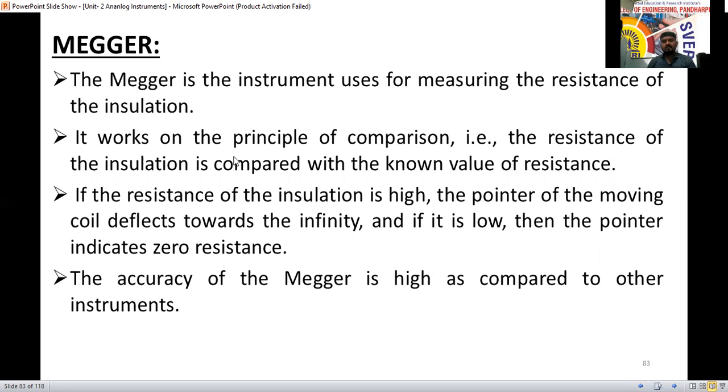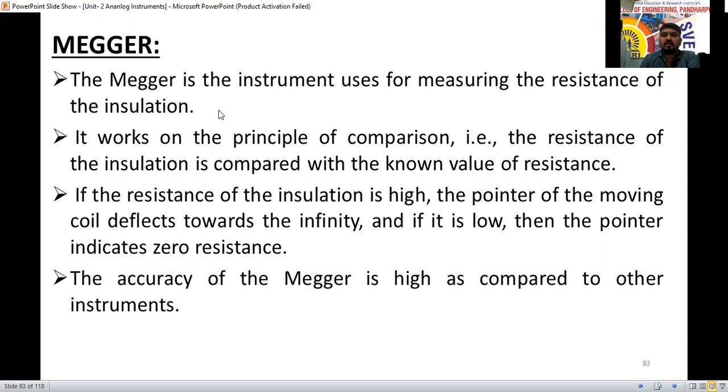So the Megger is the instrument used for the measurement of resistance here. The unit of resistance is ohm. So Megger is nothing but mega ohm or mega resistances. We are going to measure that one. For that reason, the name came here, Megger. For the high resistance value measurement, we are going to use this type of instrument here.